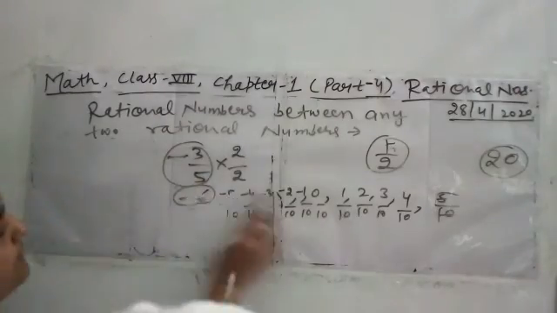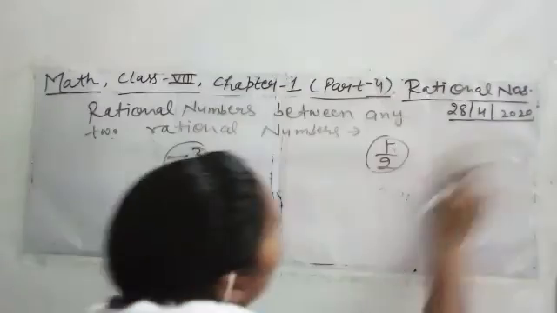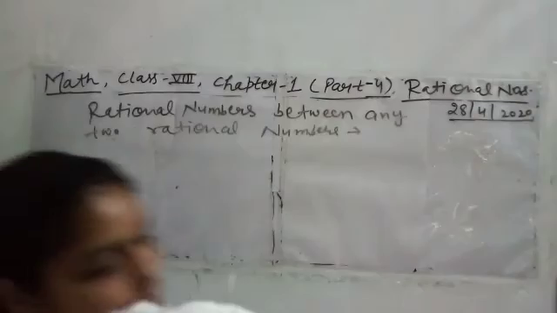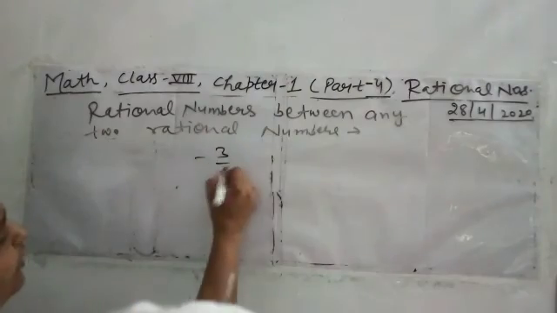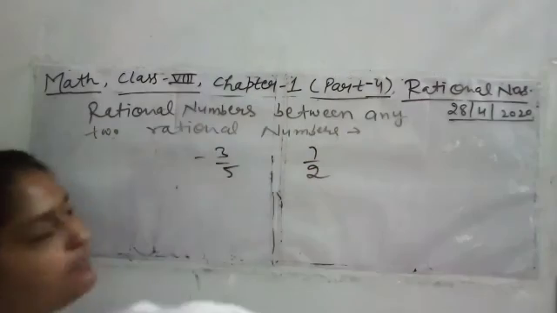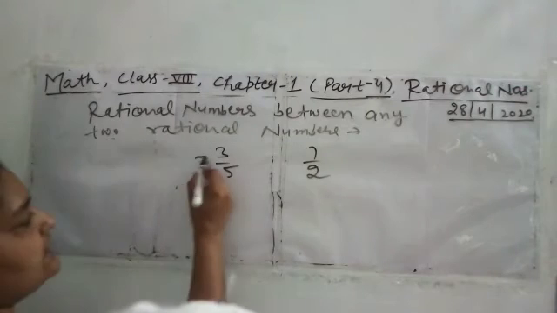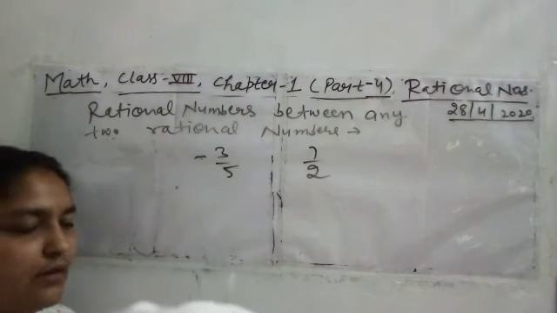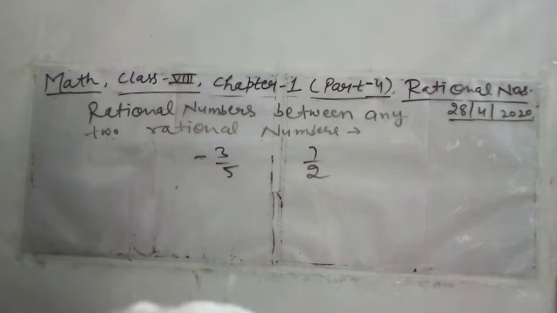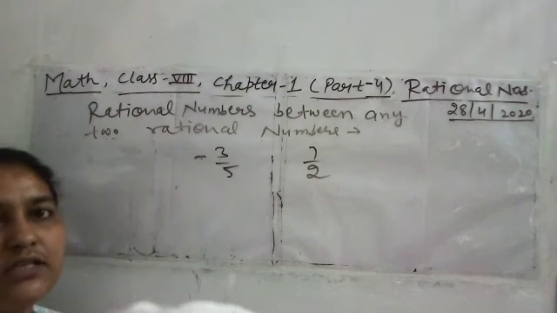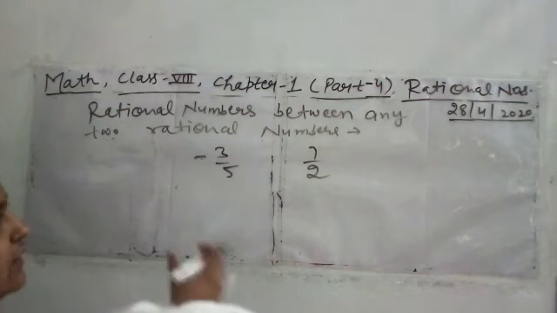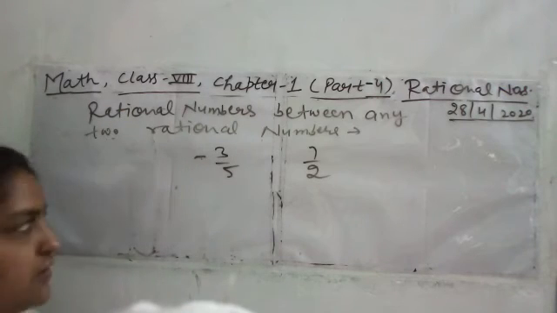Suppose I give you the same example. Find out a rational number between minus 3 by 5 and 1 by 2. If I say find out a rational number, it means one rational number. Then another method is also there, but this is a little lengthy. This method is not the short method, it is a long method, but you should know all methods.